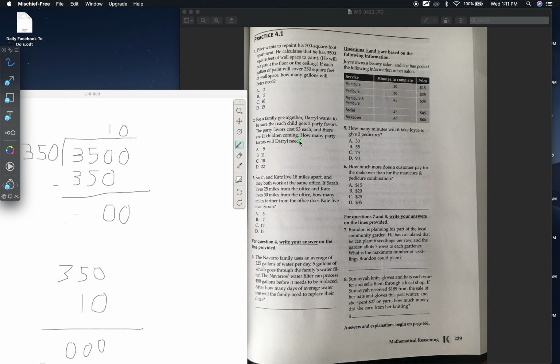Okay, 3,500. Okay, so for a family get-together, Daryl wants to be sure that each child gets 2 party favors. The party favors cost $3 each, and there are 11 children coming. How many party favors will Daryl need? So looking for the extra information. Party favors cost $3 each. We don't need to know that they cost $3 each, so you can eliminate that. But we do know that we want each child to have 2 favors, and there are 11 children coming.